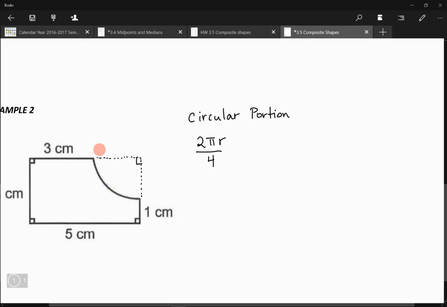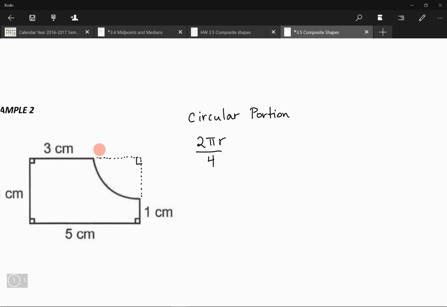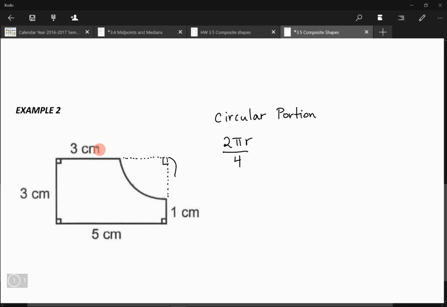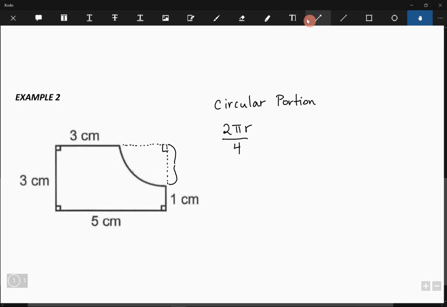Okay, and so what would the radius of this circle be? Well, it would be this distance right here, and I can find that by looking at the fact that the entire side length of the rectangle is 3, and I have this portion here which is 1, and if I subtract those two values, 3 minus 1, I will get 2. So 3 minus 1 is equal to 2 centimeters. So that's what I'm going to use for my radius.